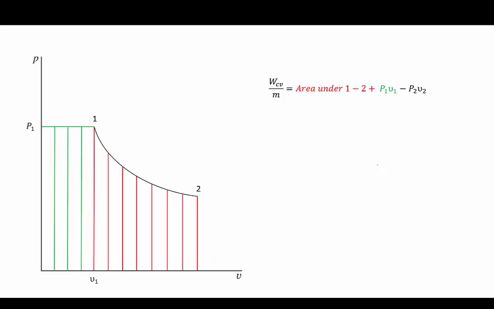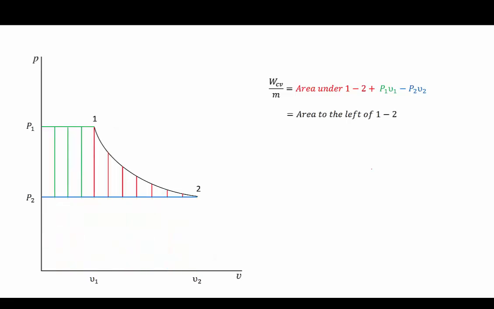And then the third term on the right-hand side is to subtract P2 nu 2. Where is P2 nu 2 on this diagram? P2 is the height of the blue part, and nu 2 is the length of the blue part. So P2 nu 2 is the area of the blue part. And then it is subtraction. So red plus green, and then subtract blue. What is left? What is left, as you can see, is the area to the left of the curve 1 to 2.